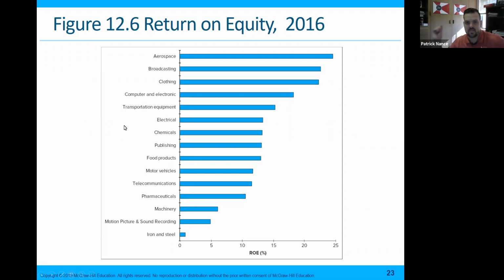What industries had the highest return on equity? Aerospace, very high return on equity. Broadcasting, clothing, computer and electronic, transportation equipment all had some of the highest returns on equity. These are the greatest return on equity to the least return on equity based on categories.